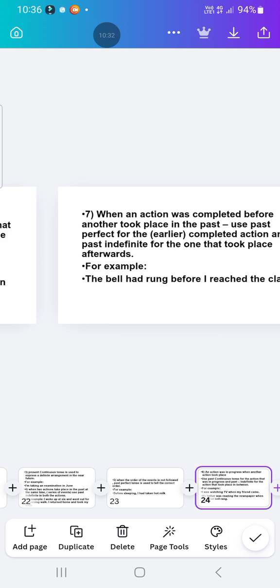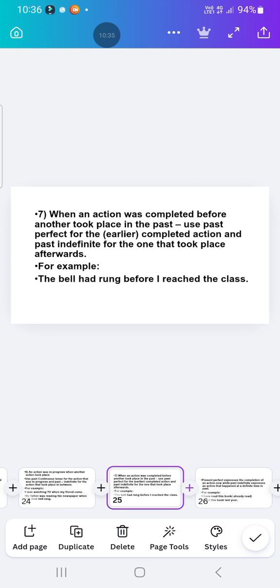Seventh, when an action was completed before another took place in the past, use past perfect for the earlier completed action and past indefinite for the one that took place afterwards. For example, the bell had rung before I reached the class.